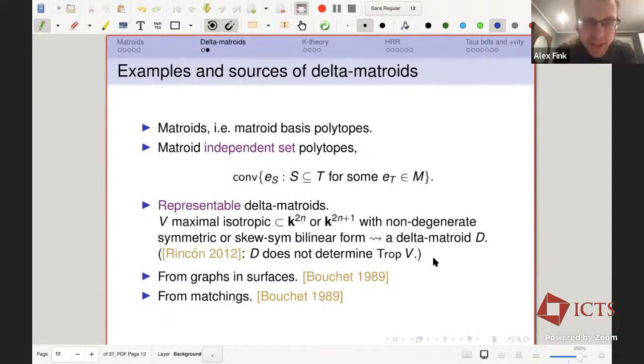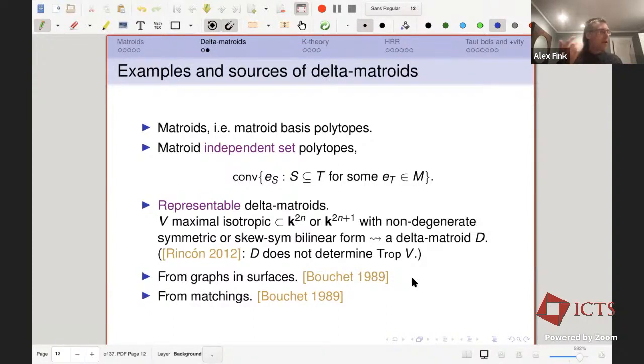And I should say, actually, delta-matroids predate all of this Coxeter stuff. The Coxeter stuff was introduced by Borovik, Gelfand, and White in 2003, but delta-matroids were introduced much earlier by Bouchet in 1989, and they have some purely combinatorial sources as well. So if you have matchings in a graph, or you have a graph in a surface, you can produce delta-matroids combinatorially that way.